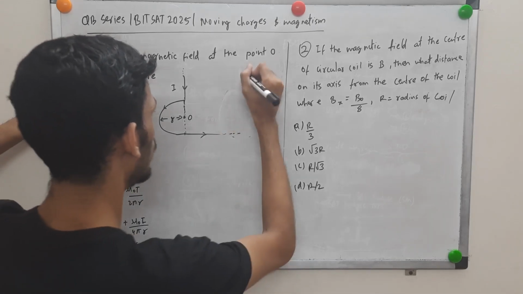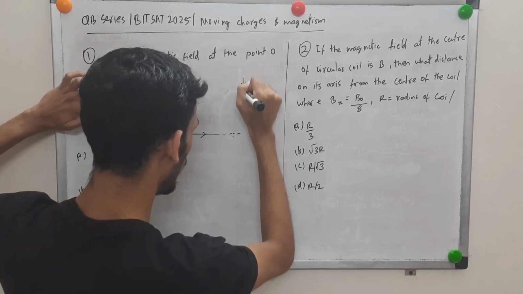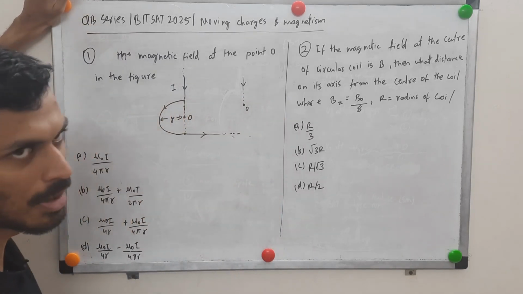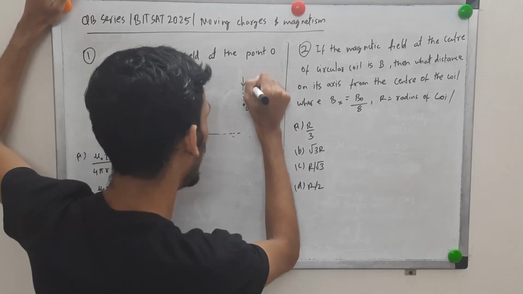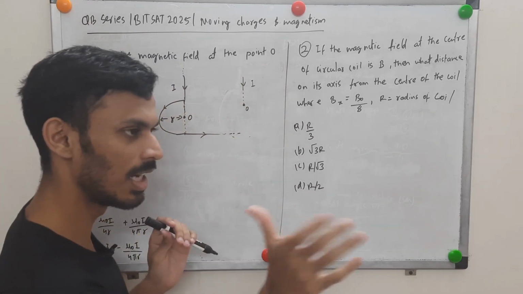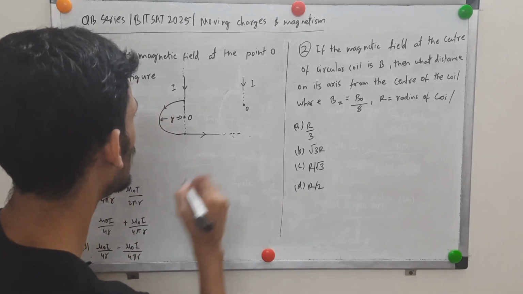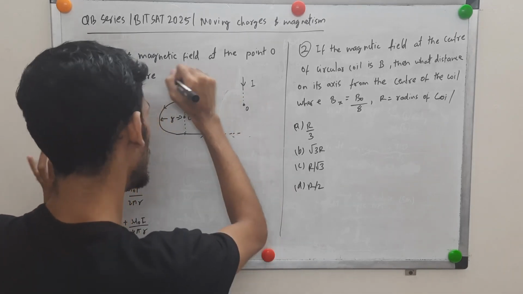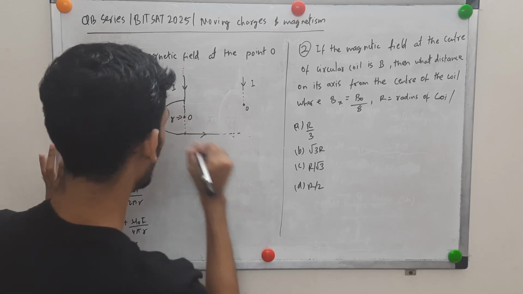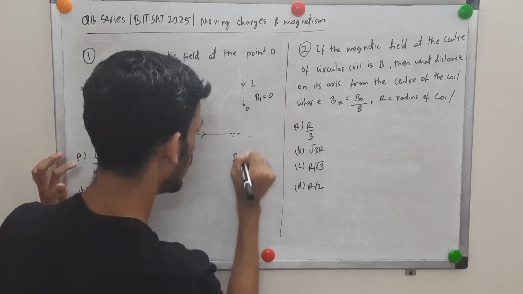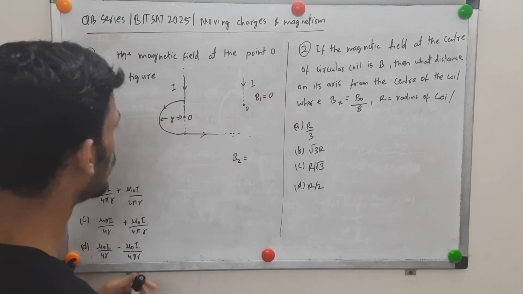If you see the first wire, the point is along its very length, and in such a case the magnetic field becomes 0. There is no magnetic field along the length of the wire. The magnetic field curls around the wire, it's not at the point of the wire. So at point O, due to this wire, there is no magnetic field. Now we have this half circular arc, so we can say B1 is 0.